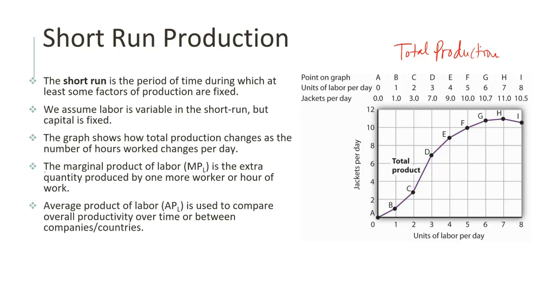And here, in our definition over here, we say marginal product of labor. Marginal, remember, just means extra. Product is the quantity, how much stuff we made. And then of labor is per worker or per hour worked. So marginal product is if we add one more worker, one more hour, how much extra stuff are we going to get? And then average product of labor is you take the total divided by the number of people or the number of hours and see how much are we making per person or per hour.